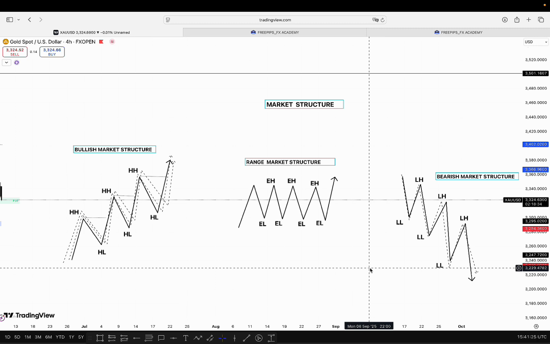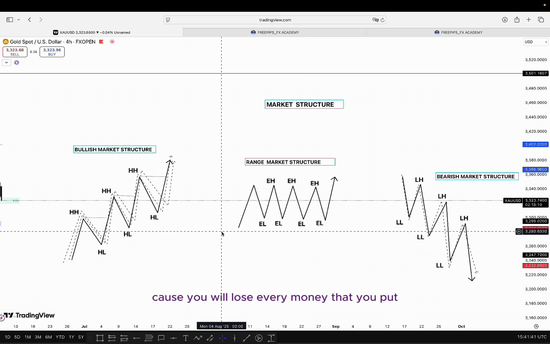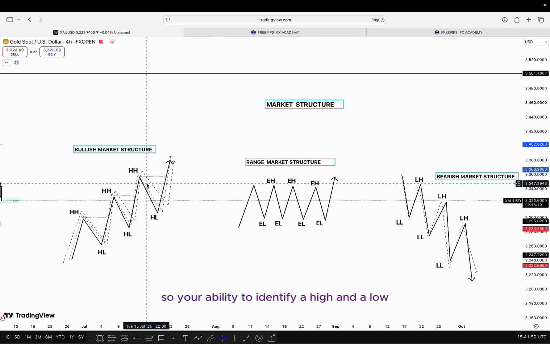You would lose every money that you deposit on the financial market, because this is the foundation of technical analysis. If you don't understand market structure, then there is no point in trading, because you will lose every money that you put on the financial market. The foundation of it is knowing market structure. So your ability to identify a high and a low is what will define your profitability in the financial market before other factors come in.